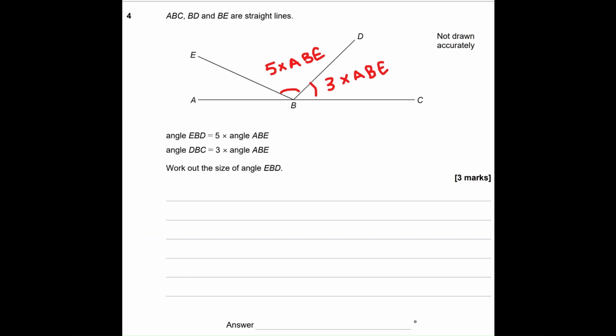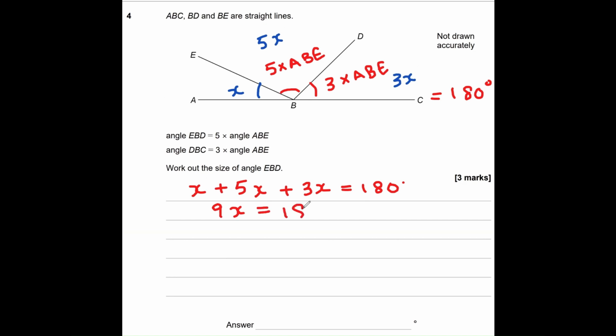So if we give angle ABE a name, for example, let's just call it x, angle EBD would be 5x, and angle DBC would be 3x. Now we know that all angles on a straight line add up to 180 degrees. So to find x, we can make the equation x plus 5x plus 3x is equal to 180 degrees. x plus 5x is 6x, 6x plus 3x is 9x. So 9x is equal to 180 degrees. We'll take 9 to the other side and divide 180 by it, which would give us 20 degrees. So angle ABE is 20 degrees.